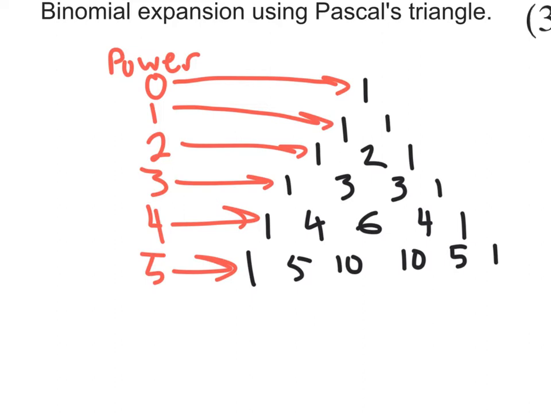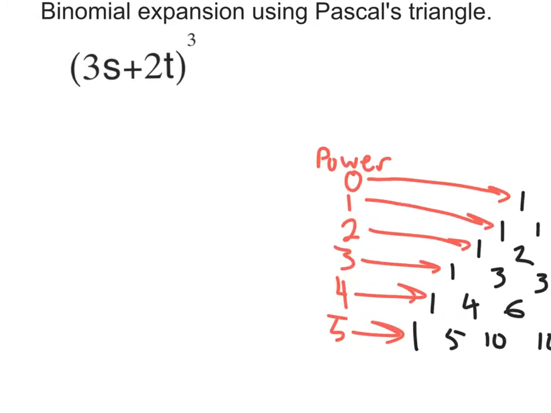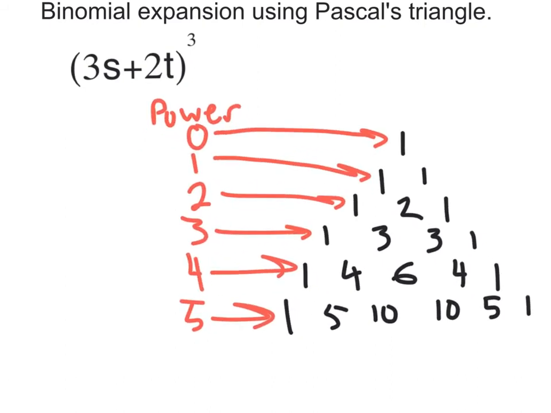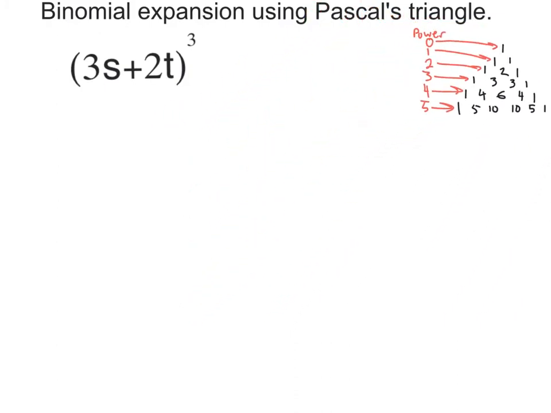So, once we have Pascal's triangle, we could actually expand any binomial to whatever power it has. Let me make this a little smaller, move it to the side. Let me get this one out here. So we have an example here, a binomial to the third power. So if we think about the third power, which gives us these numbers, 1, 3, 3, 1, that's what we're going to set up.